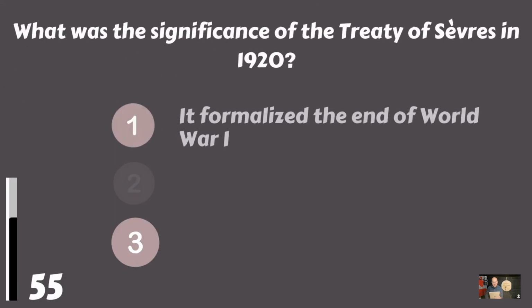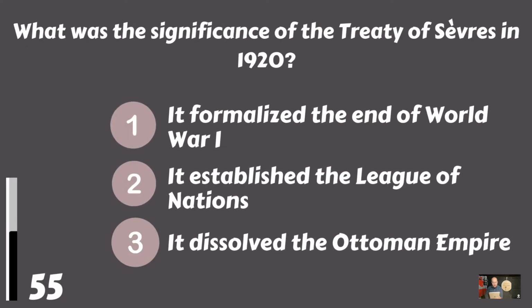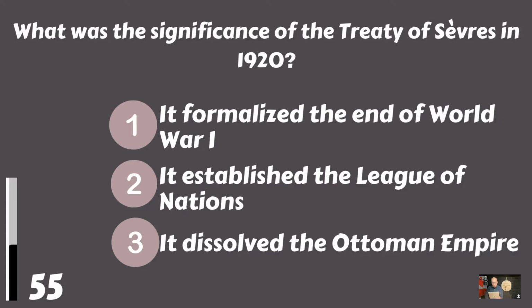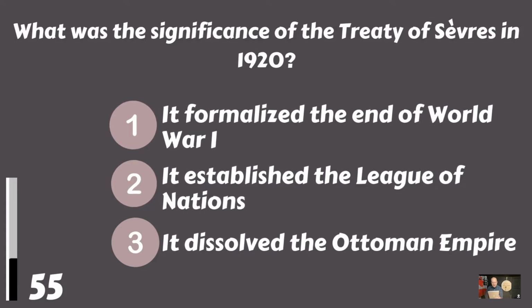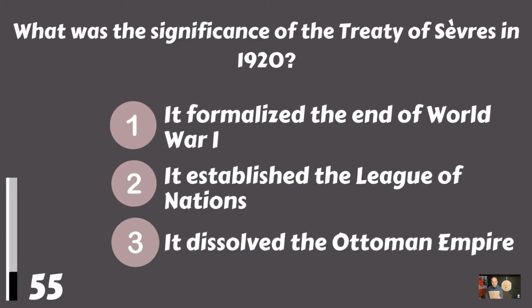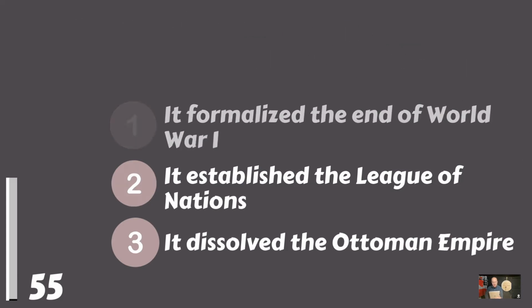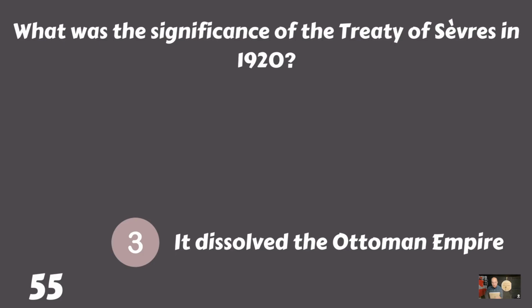What was the significance of the Treaty of Sèvres in 1920? It formalized the end of World War I. It established the League of Nations. It dissolved the Ottoman Empire. It dissolved the Ottoman Empire.